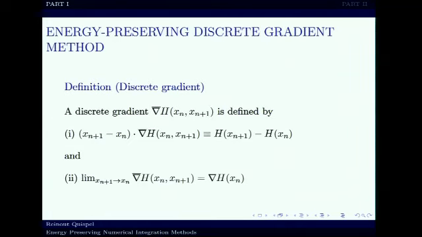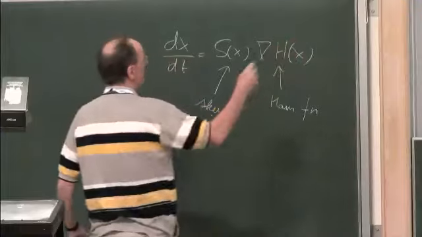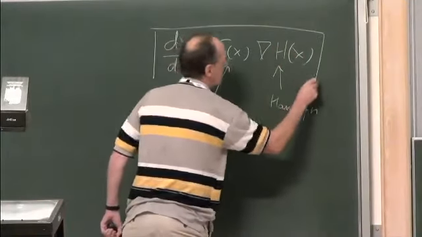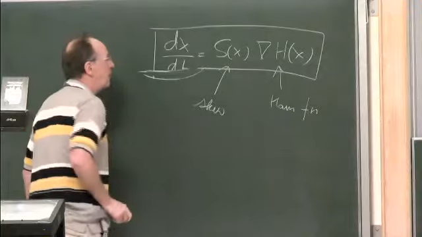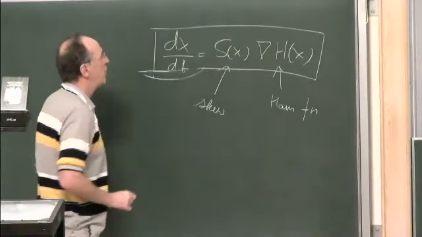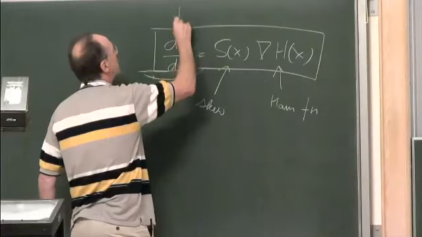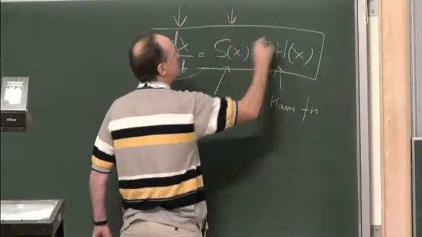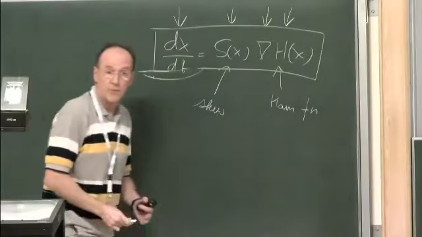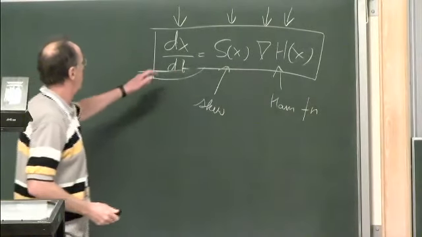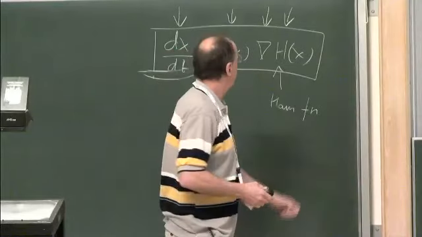All right, so let me just go back one slide. If you look at this formula, the one that's on the screen, I'm going to be discretizing every part of this formula in order to preserve the energy. So how do we discretize this part? How do we discretize this part? And how do we discretize that part? So the left-hand side, this skew symmetric matrix, the gradient, and the Hamiltonian.